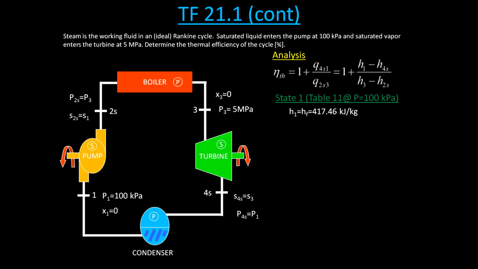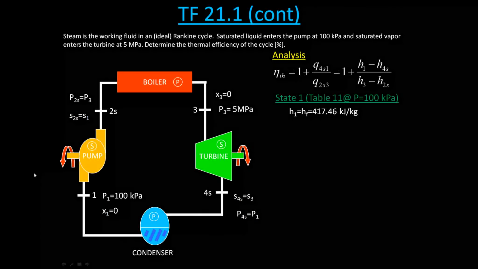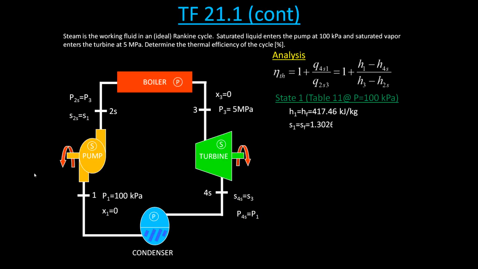We're also going to grab the entropy at state 1 because we're going to need it for entropy at state 2s. So the entropy at state 1 is also the entropy at saturated liquid, so 1.3026 kilojoules per kilogram Kelvin. So now we go to state 2, 2s.